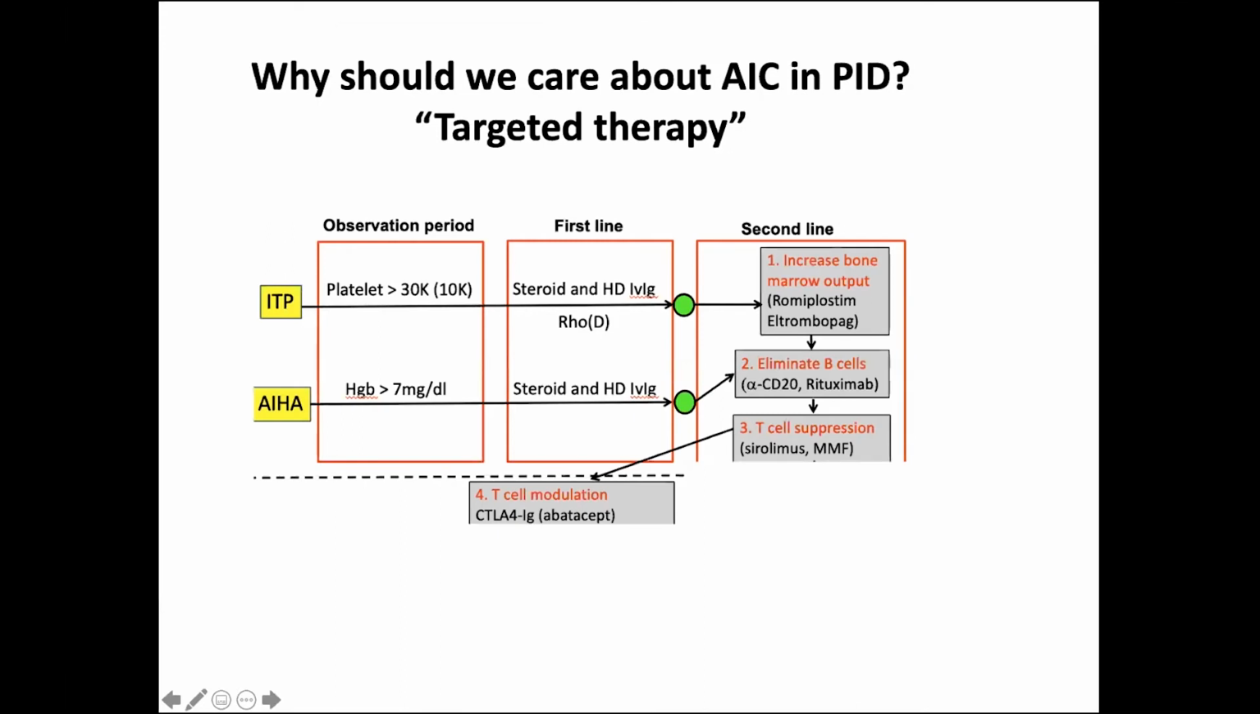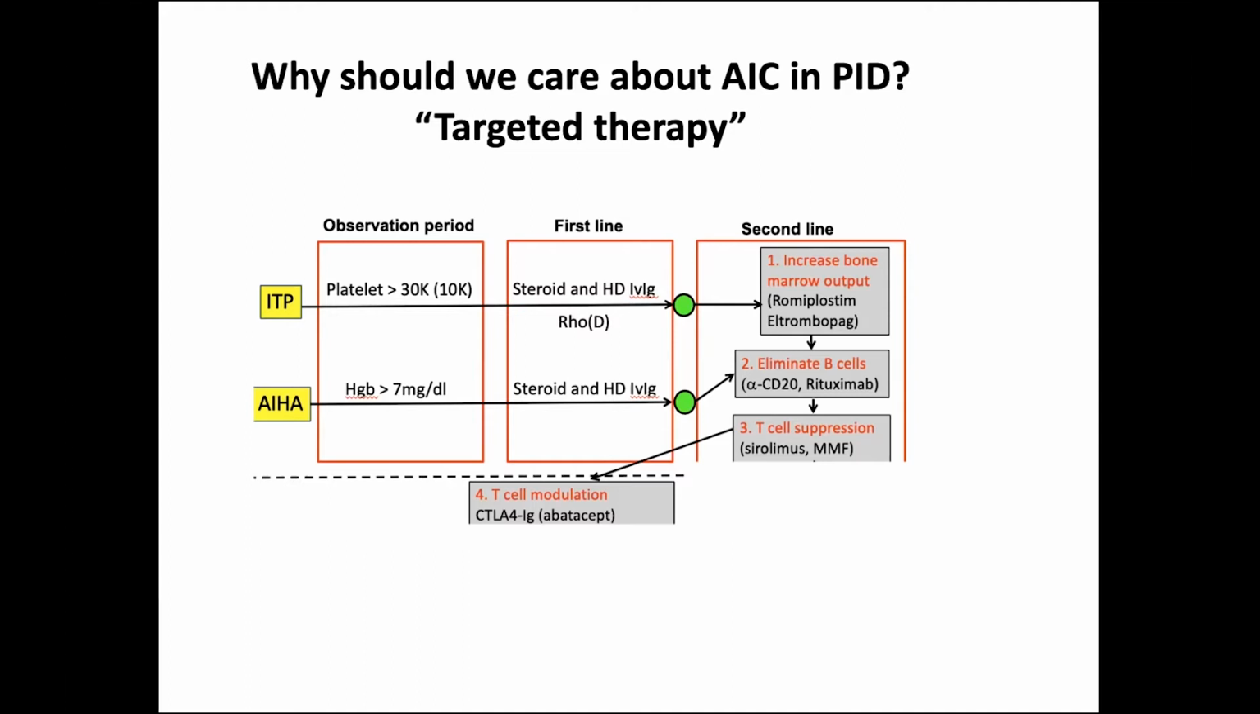So again, why should we care about autoimmune cytopenia in PID? Because we can actually provide targeted therapy. And this is a short summary of the targeted therapy that we try to give to our patients with cytopenias. In normal circumstances, when you have a patient who has a low platelet count, it's not uncommon that the hematologist would observe the patient. And unless it goes below 10,000 or 5,000, there is no clear action to treat that condition. However, if the platelet count is decreasing rapidly, first-line therapy would include steroid and high-dose IVIG.